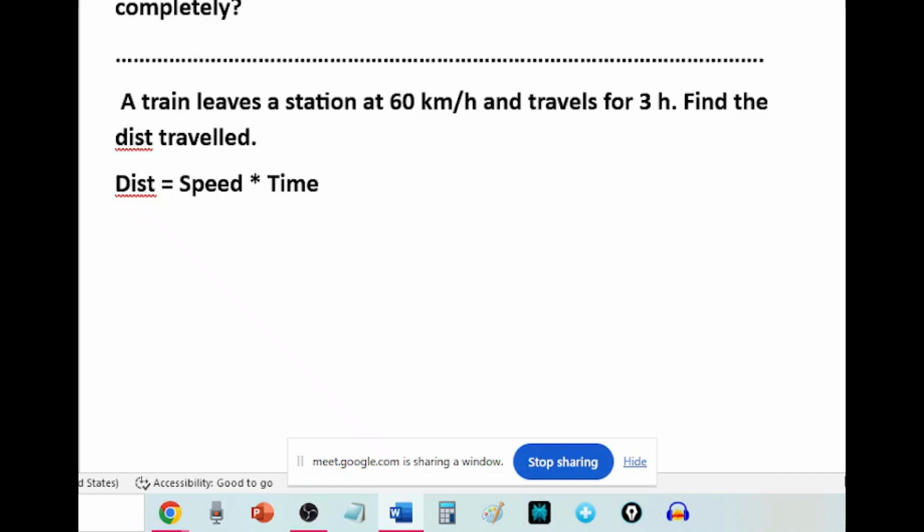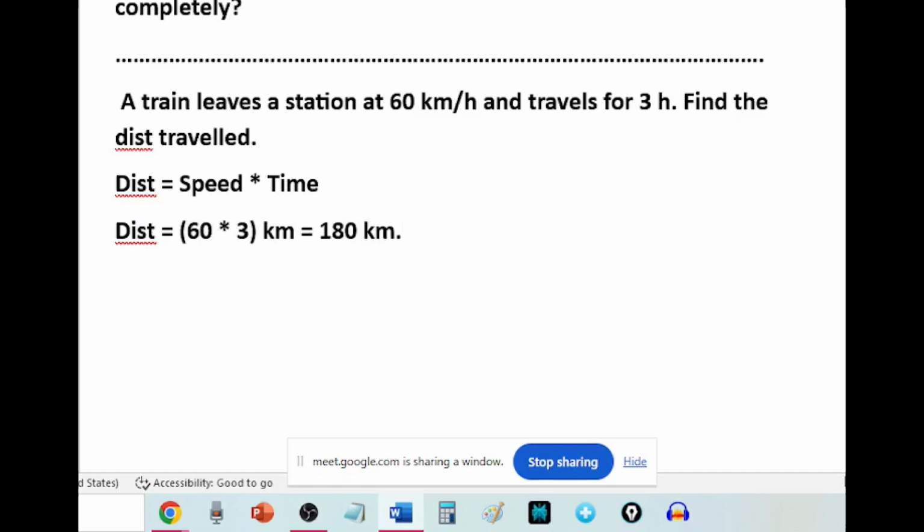Distance will be equal to 60 kilometers per hour into 3 hours. That will be kilometers. Finally, kilometers. 180 kilometers.